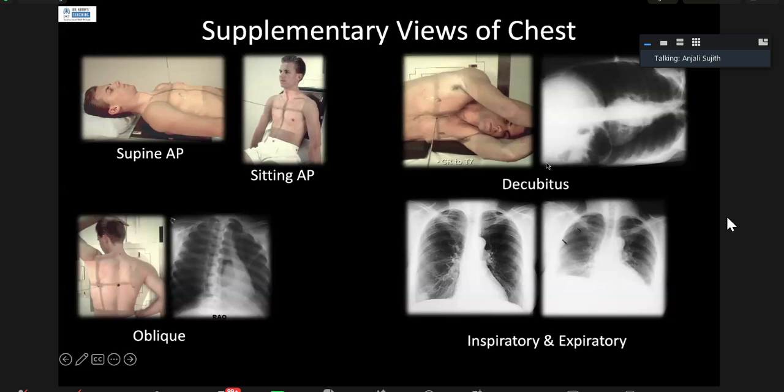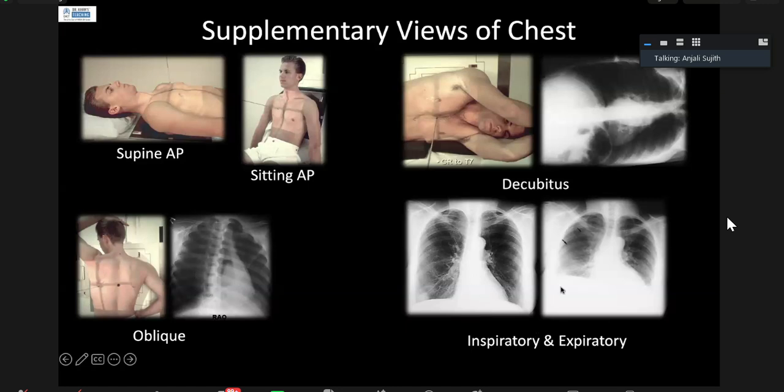Nowadays, if you have suspicion of a small pneumothorax on an AP view or on a frontal chest X-ray, and you're not able to demonstrate it, we are not going to spend more time on an X-ray. If you want to clarify, you go for a CT, but you have to know that these views are there and these are the indications. So this is an oblique view, so you get better views of the ribs there.